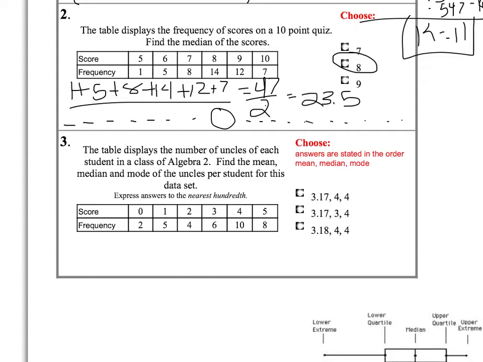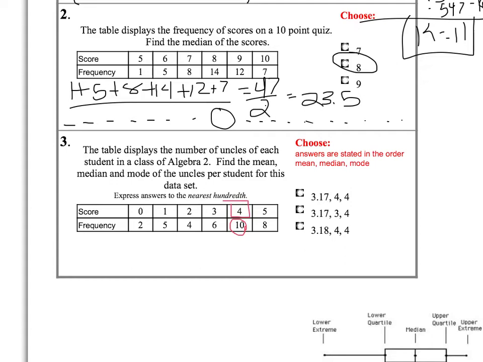Number 3, the table displays the number of uncles of each student in the class of Algebra 2. Find the mean, median, and mode. Okay? Well, I think mode is easiest. Mode is the number that occurs most often, so we look at our frequency. The highest frequency is 10, so the mode is 4. Unfortunately, all 3 choices show the 4. Let's find our mean next.